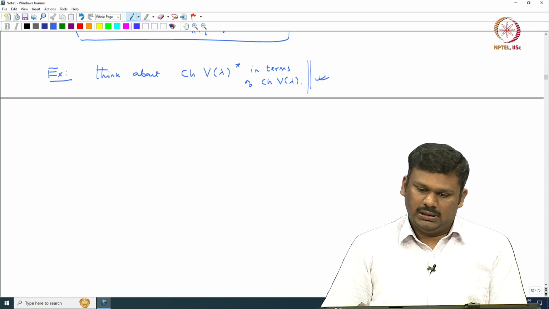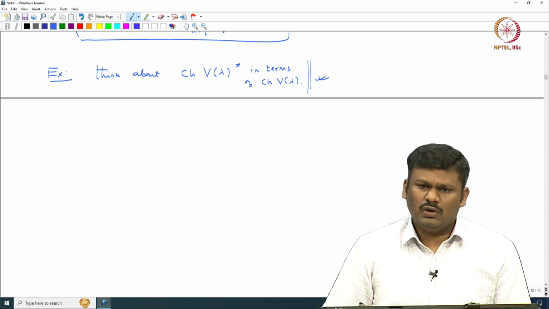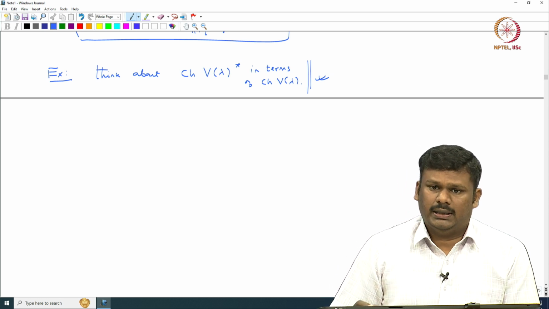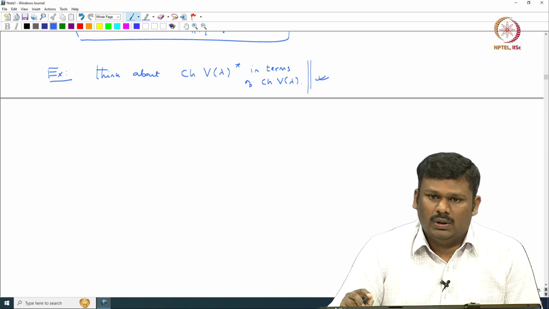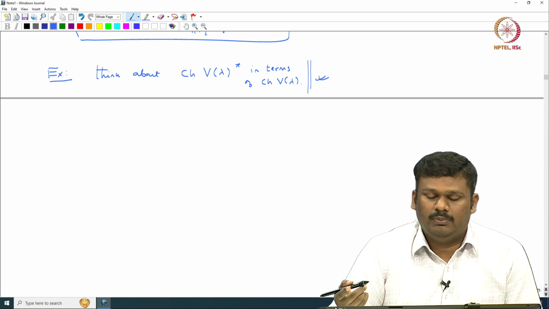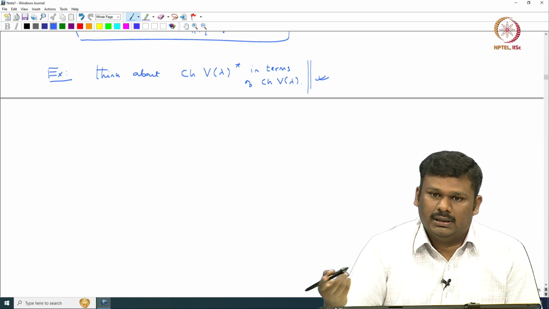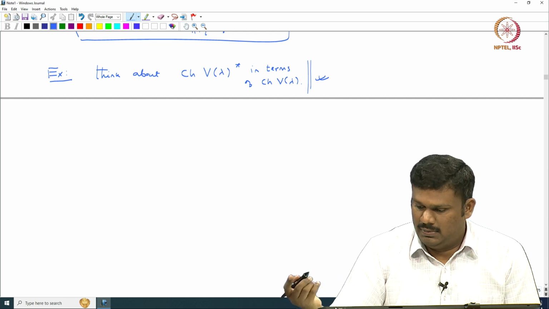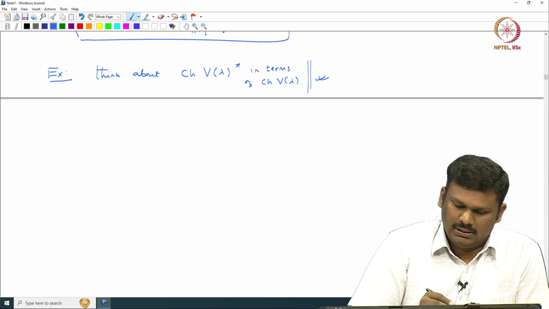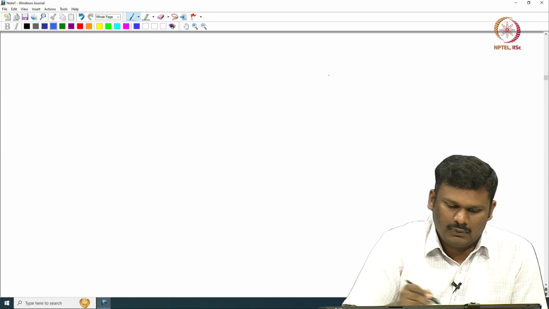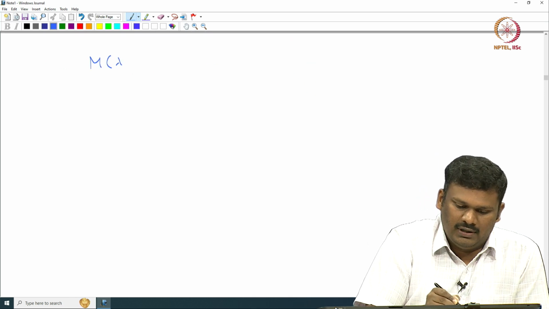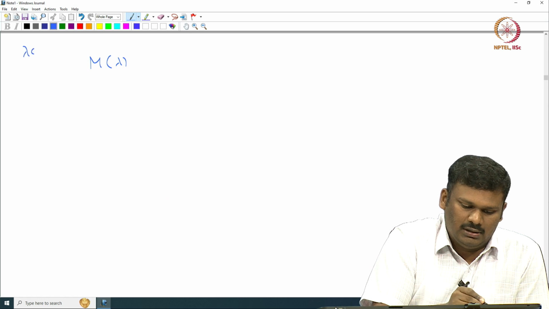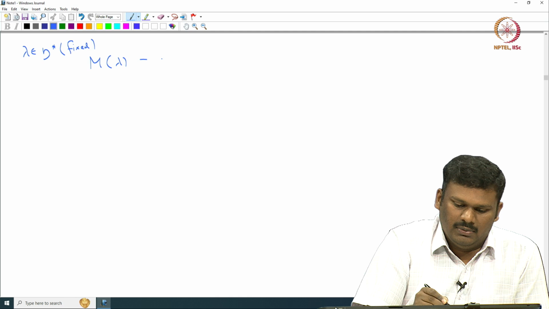So, now let us focus on the Verma module and try to understand what the character of the Verma module is, because that is going to play a bigger role in the proof of the Weyl character formula. So, let us focus on the Verma module. Let us call it M of lambda, where lambda is a fixed element, and M of lambda is the Verma module associated with lambda.